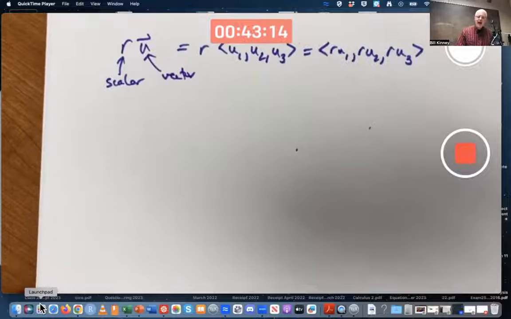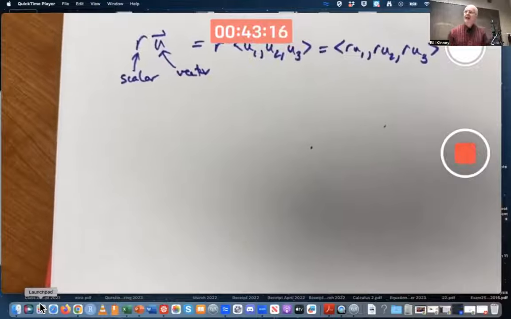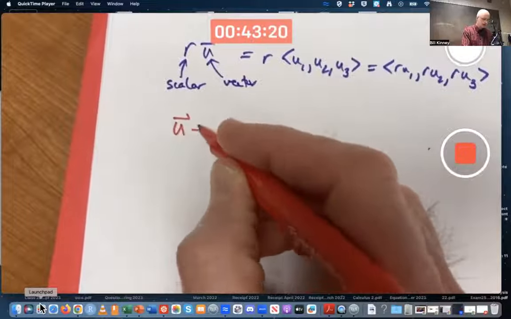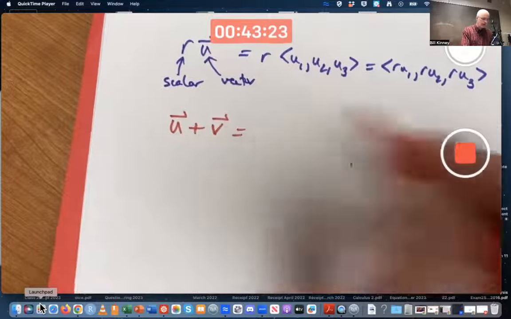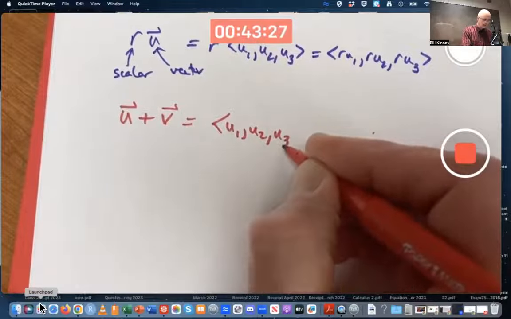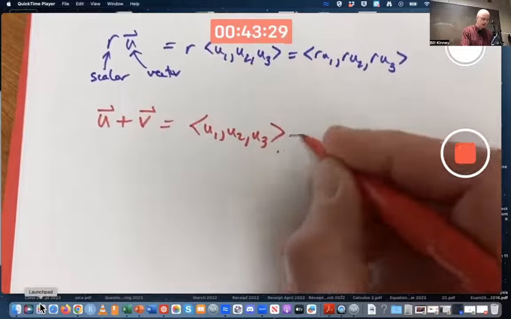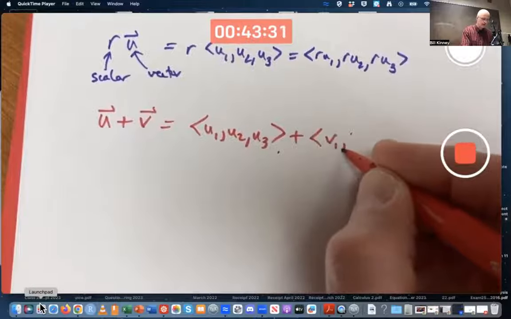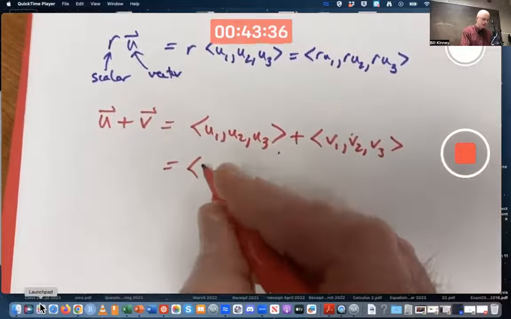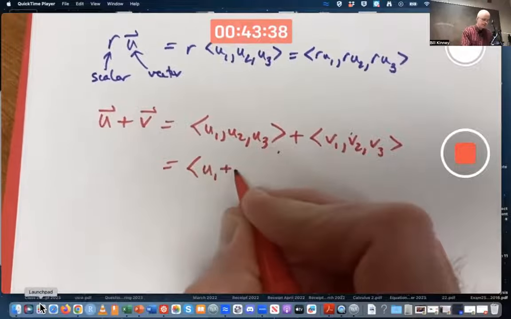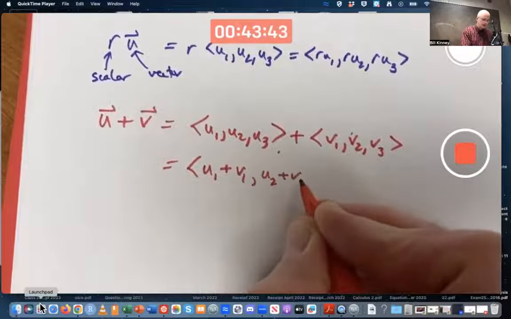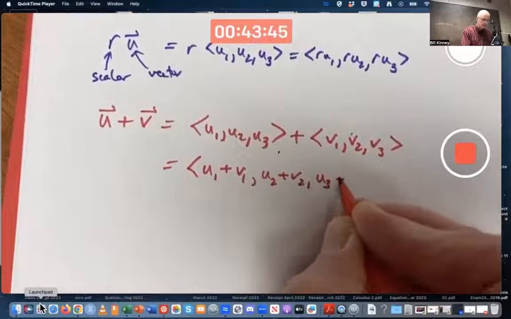We also want to be able to add vectors like we did with i hat and j hat last time. u plus v, component-wise. If the components of u are u1, u2, and u3, and the components of v are v1, v2, and v3, how do you add them? You add them component by component. The new vector has first component u1 plus v1, second component u2 plus v2, third component u3 plus v3.